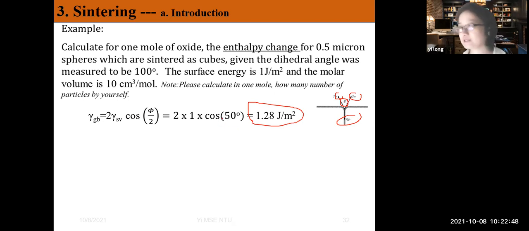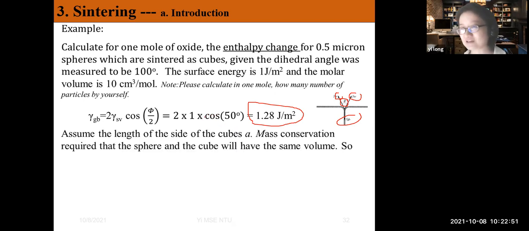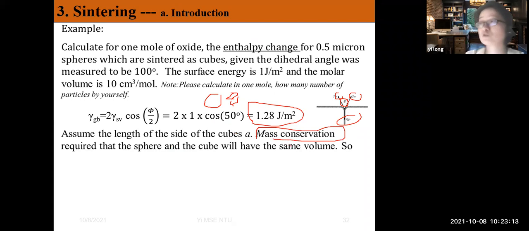Sorry to make you exhausted. Continue. As I said before, we assume just one sphere becomes one cube, like 27 spheres becoming 27 cubes stacked together. Let's assume the length of the side of the cube is A. There's a very important general rule in materials: you always need to have mass conservation. Whether you have sphere or cube, you always have the same mass, and the density doesn't change. So in the end, you have the same what? Tell me.